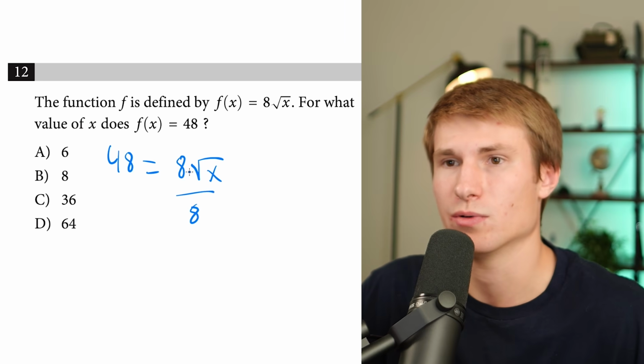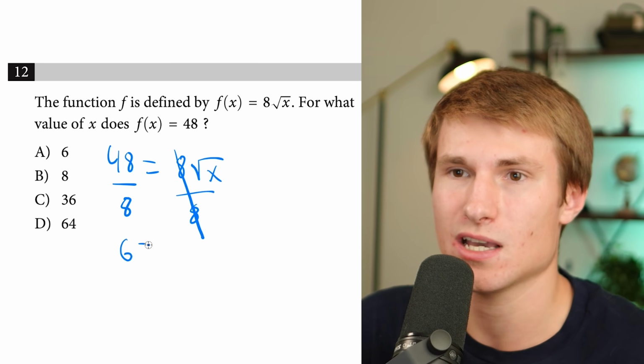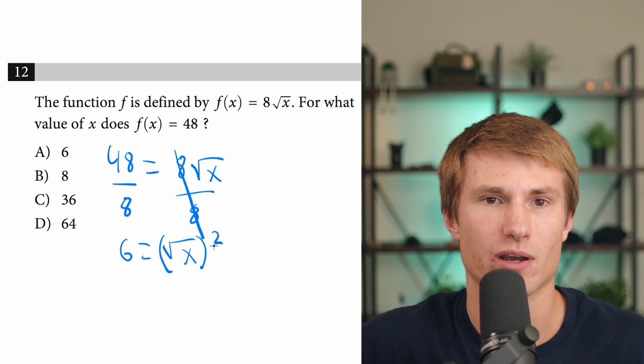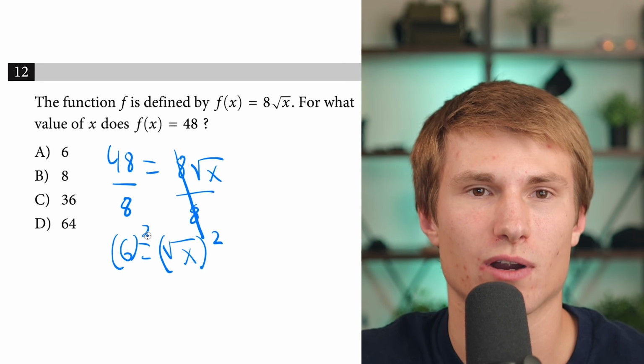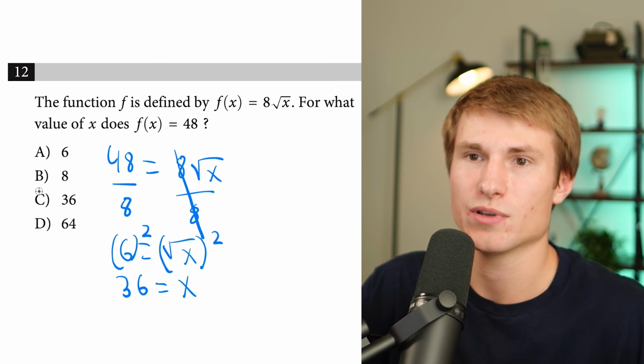Instead, what I recommend doing is dividing both sides by 8 to start. 48 over 8 is going to leave you with 6 is equal to the square root of x. From here, now's a great time to go ahead and square both sides because you don't have to square the value of 48. Now you end up with 36 is equal to x. So your answer there is going to be C.